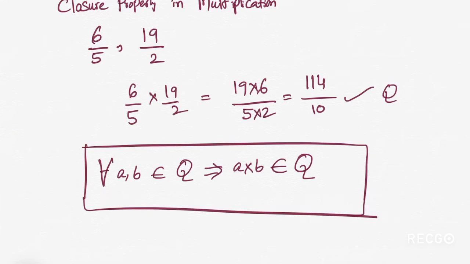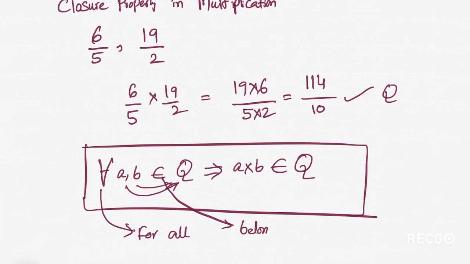What do you understand by this sign convention? For all a and b, take two numbers, any two rational numbers. How can we know that these two numbers are rational? By making them belong to Q. This is belongs to, you know that. Therefore, a, b belongs to Q means they are rational numbers, then the product will also be a rational number.